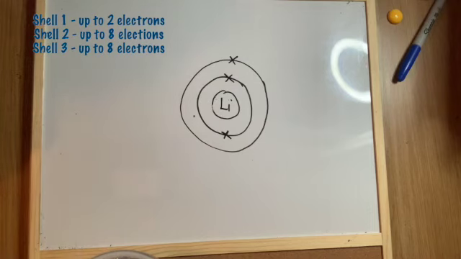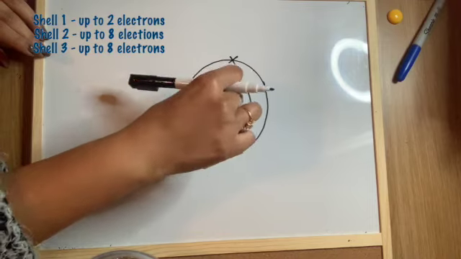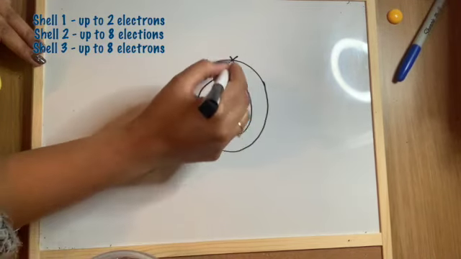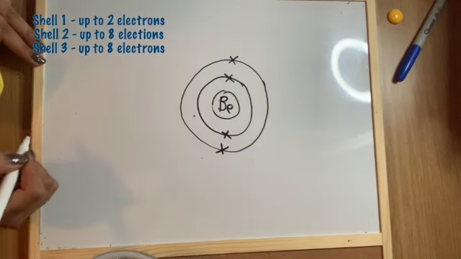Then the next one has 4, which is beryllium. So beryllium, 1, 2, 3, 4.